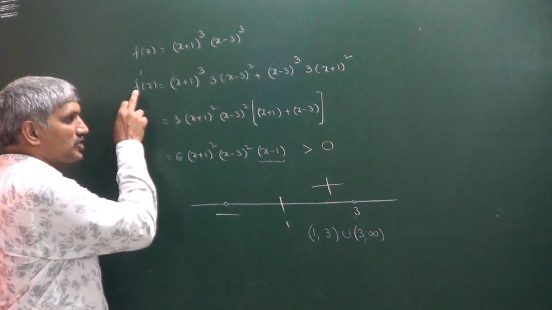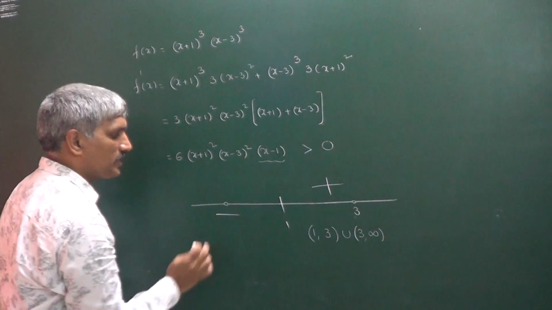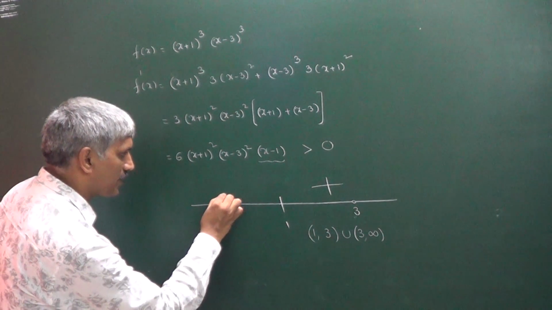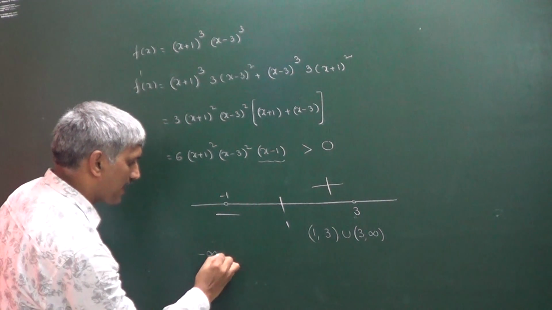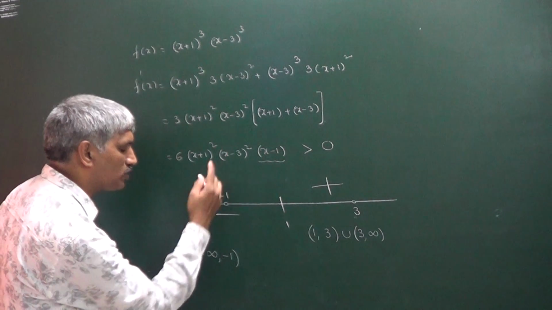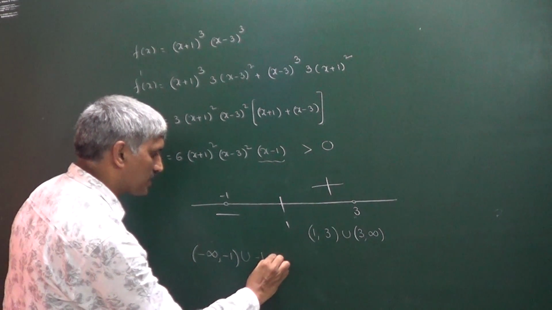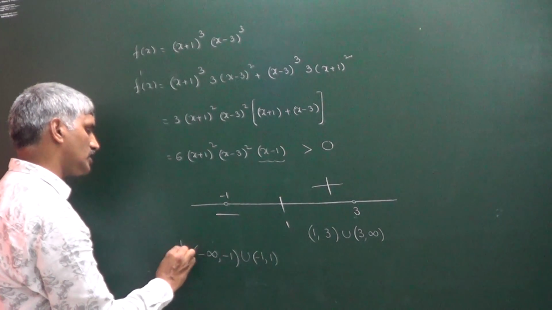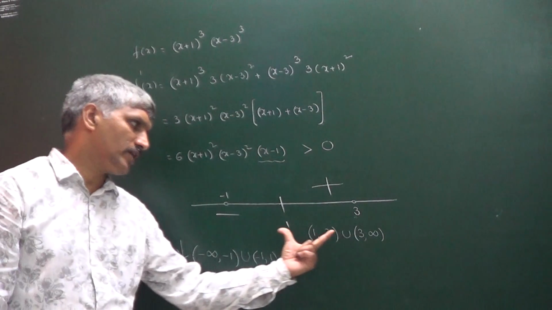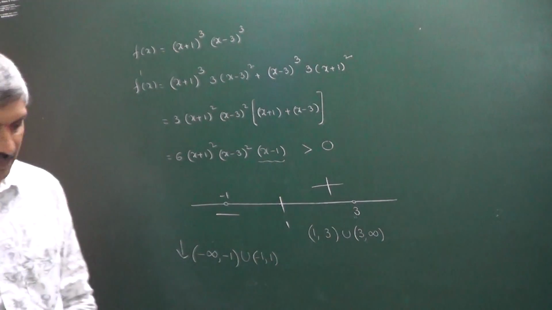Next, for the function to be strictly decreasing, f'(x) must be less than 0. Where is the negative sign? From minus infinity to minus 1, because at minus 1 it becomes 0. So (-infinity, -1) union (-1, 1). In this interval the function is strictly decreasing, whereas in the other interval the function is strictly increasing.